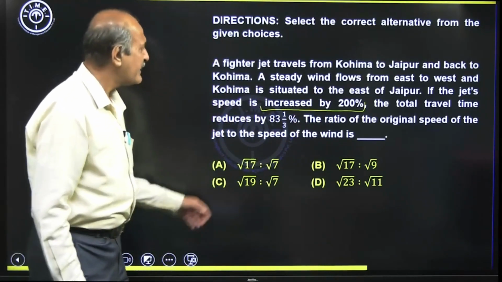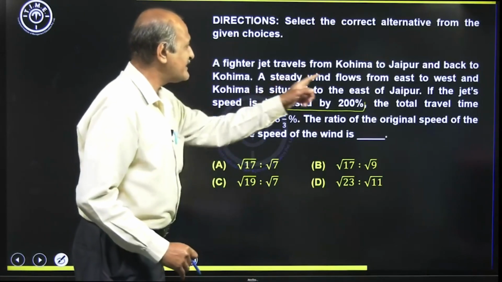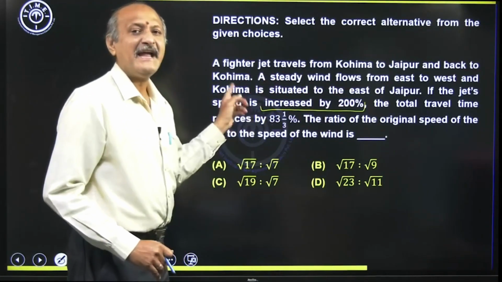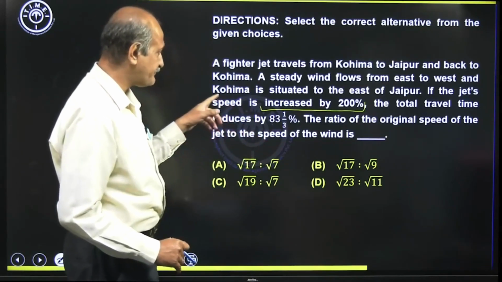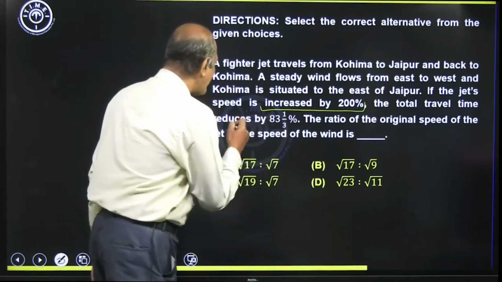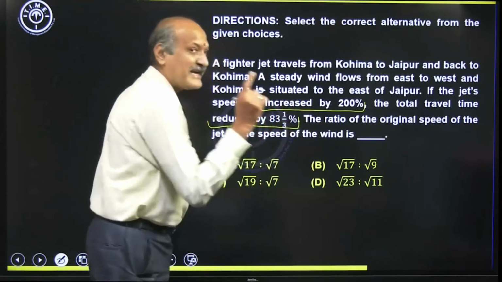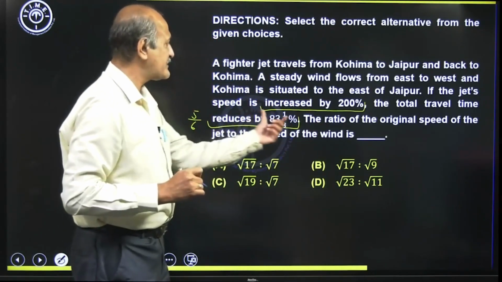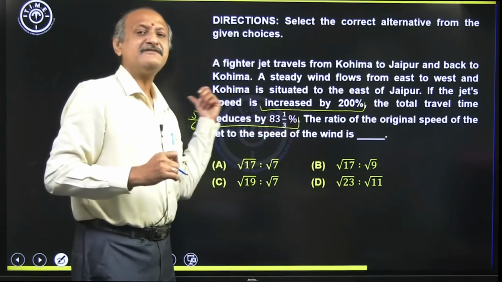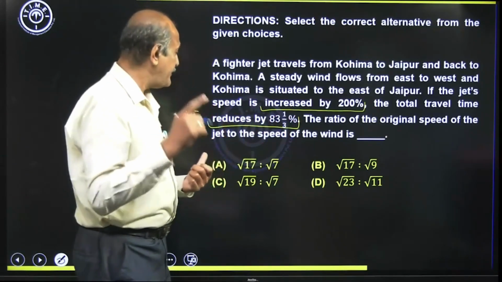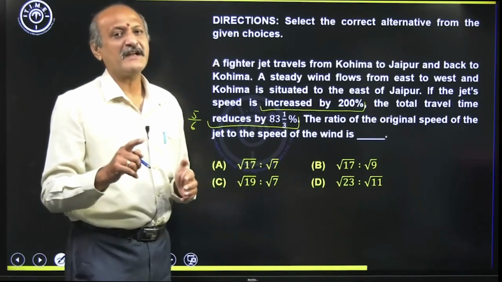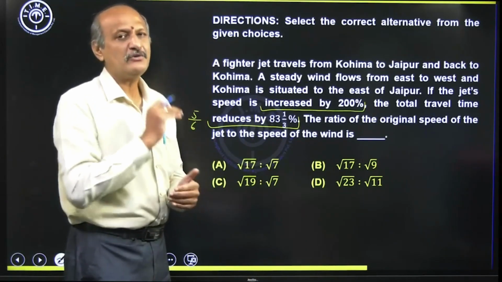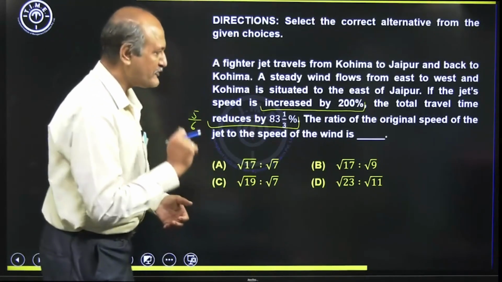Now it says, if the jet's speed is increased by 200%, the total travel time reduces by 83 1/3%. It reduces by 83 1/3%, which means as a factor it is 5/6. As a rational number, 83 1/3% is 5/6. So if it is reduced by 5/6, we can tell that the total travel time is equal to 1/6 of the original travel time. That's the point to identify.